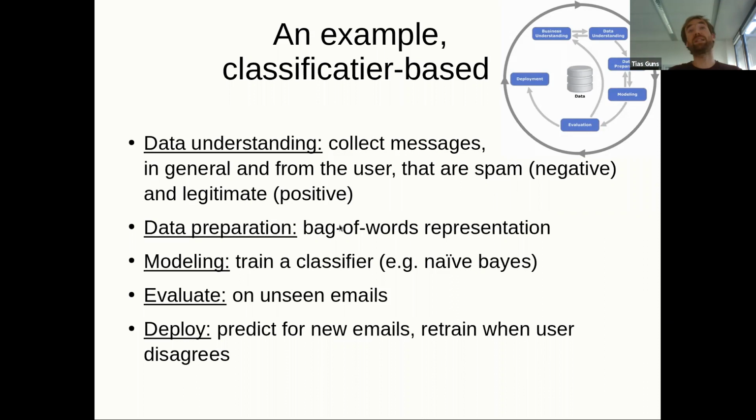As data preparation, we can go to a bag of words representation, meaning that every message is reduced to the top 100 most frequent words, for example. We can then train a classifier such as naive Bayes, evaluate on unseen emails, and then when we deploy it, we will predict this for new emails, but we also give the customer, the client, I mean us, the email reader, the choice to flag additional emails as spam or to correct that a message was not spam in the spam folder.